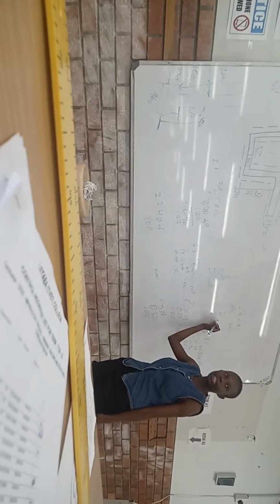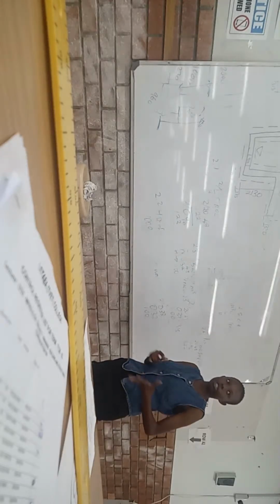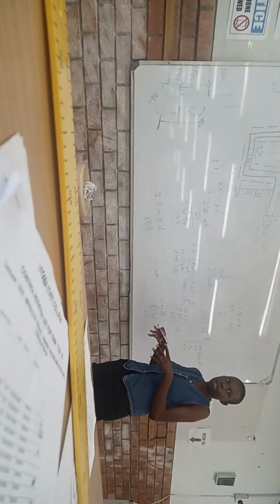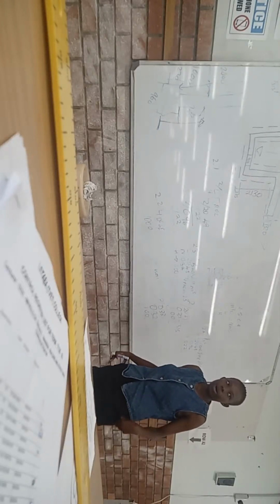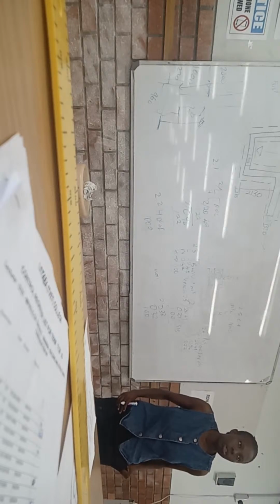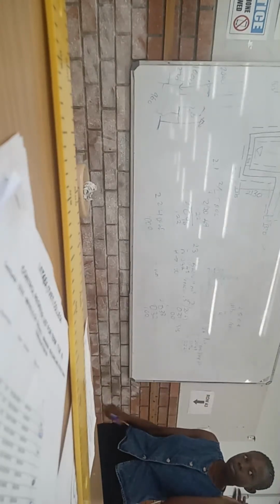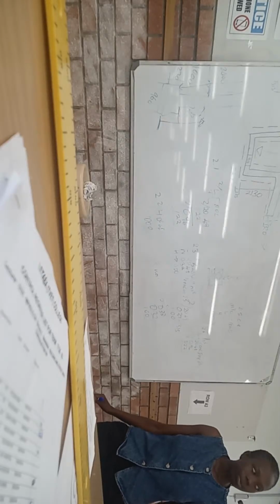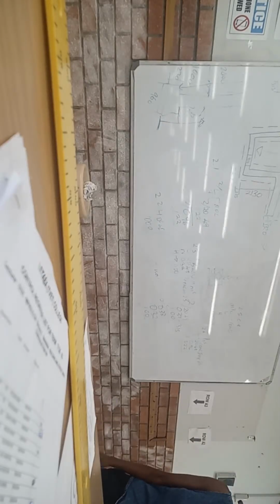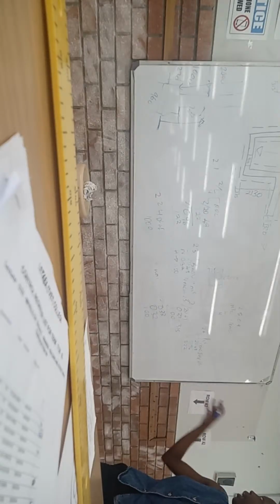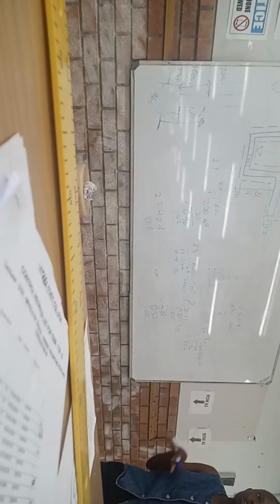Cutaway to concrete footing, but cutaway 1.22. Why 1.22? Because it is the height of the foundation wall plus 220. Right now I'm doing it for the concrete.